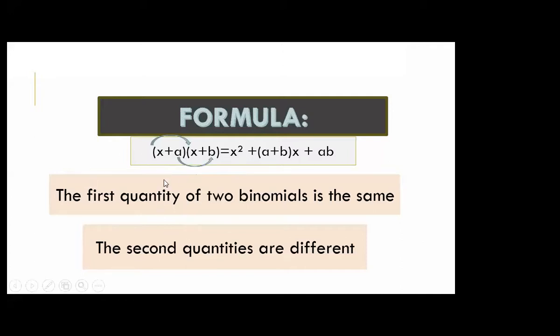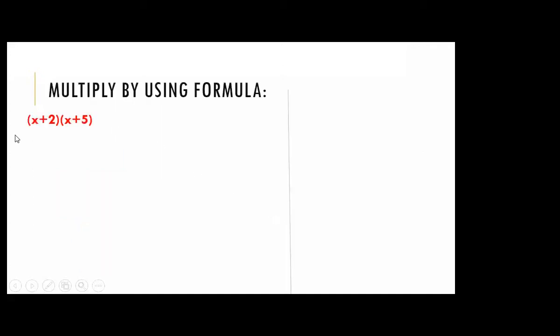What are the two conditions to apply this formula? The first quantity must be the same and the second quantity must be different in these two binomials. Repeat these words with me: the first quantity must be same and the second quantity must be different, so that we can use this formula, that is x² + (a + b)x + ab. Clear, students?